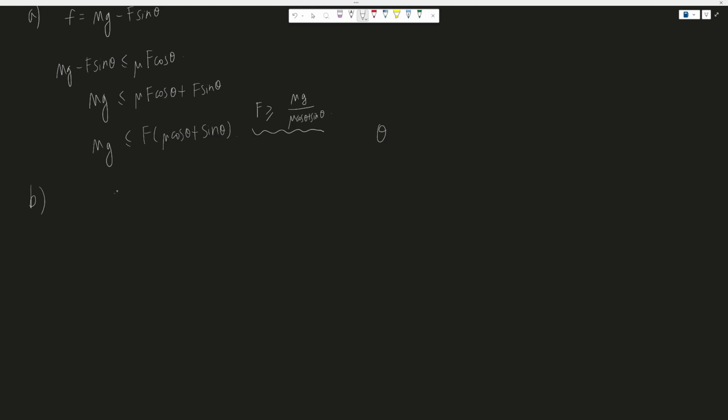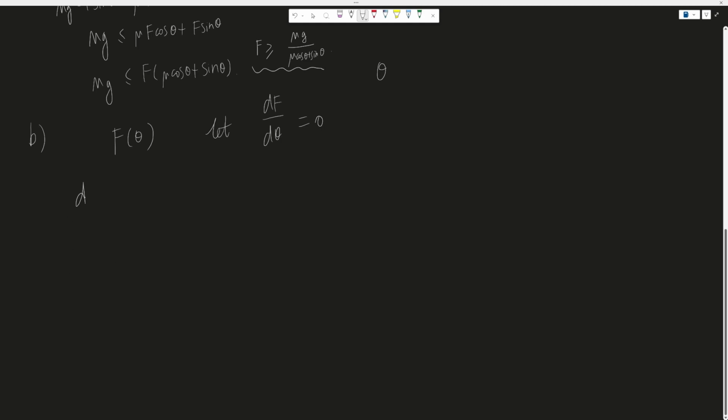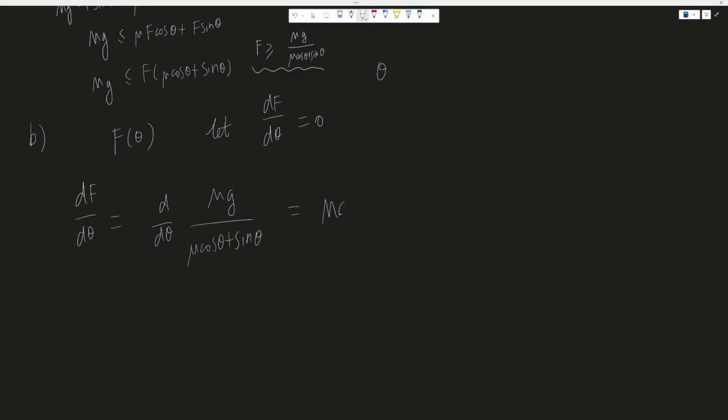So basically right now this force is a function of theta. And since it is asking us for an extrema, so the minimum, we can do this by letting dF d theta, so the derivative, be 0. So let's try to do that. So dF d theta equals d d theta of mg over mu cosine theta plus sine theta. And since mg is a constant, we can drag it out. So mg d d theta, and I'm just going to write it in a negative power, so to the power of negative 1.